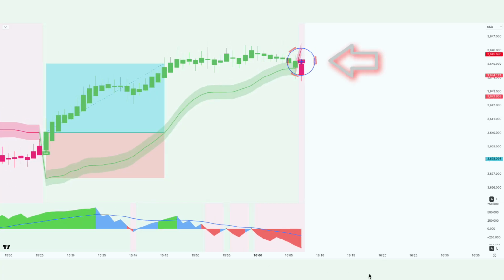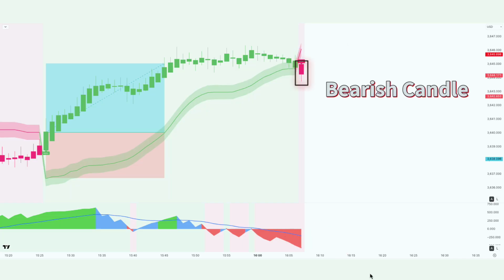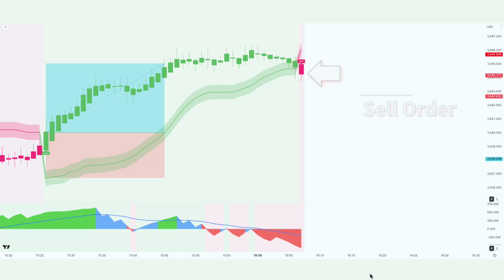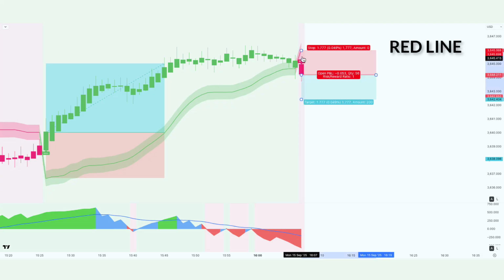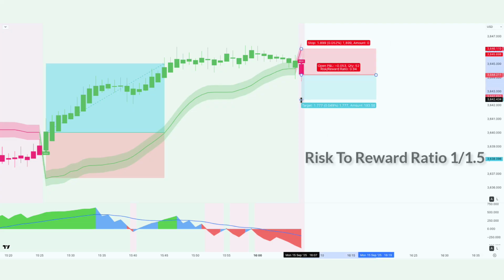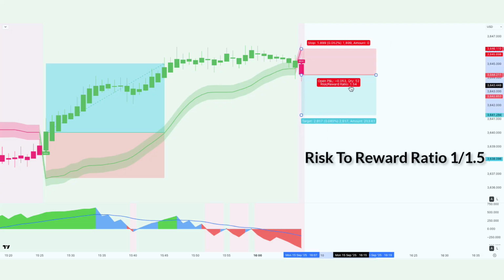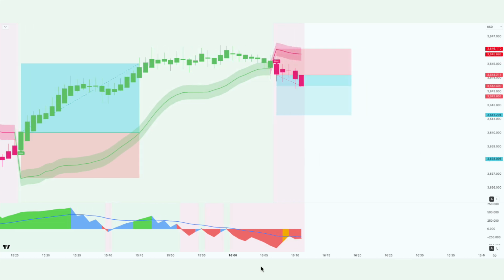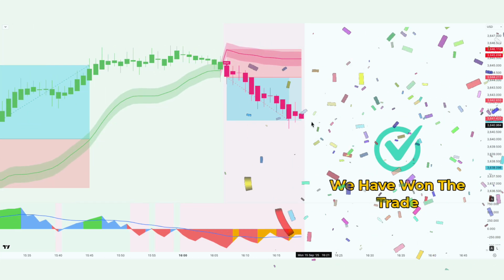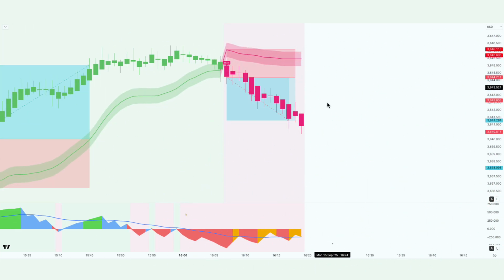Here the SMA MAD trend arrow of this indicator is a sell signal. Here the Klinger safety zones red area. Here market has made a bearish candle to give confirmation. So all our conditions are being fulfilled, so we are placing an order to sell. Our stop loss is to be placed at the red line, and the risk to reward ratio will be 1:1.5. Our trade is running in profit. We have won the trade. Let's find the next trade.